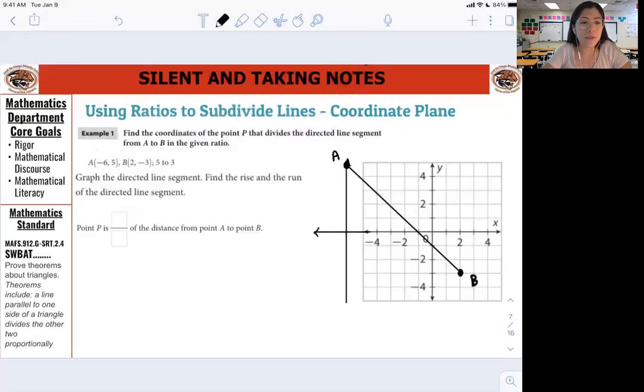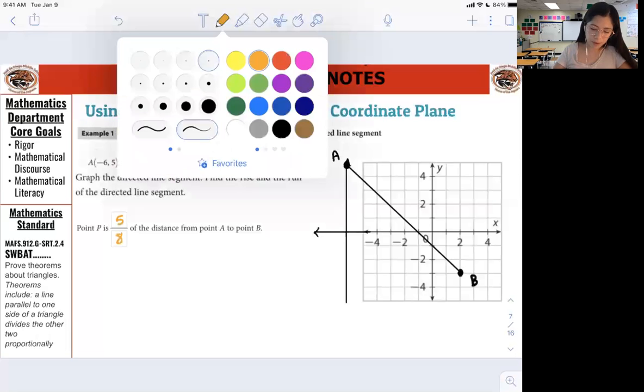And now I have to figure out how to subdivide this at a ratio of 5 to 3. 5 to 3, what fraction is that going to be? Good, 5 out of 8, good. So 5/8 of the distance. Okay. 5/8 of the distance, okay. So now let's go ahead, and again, we're going to find the rise, find the run, and we're going to go from there.